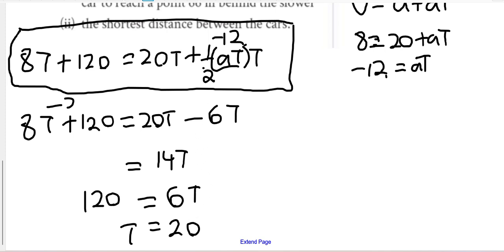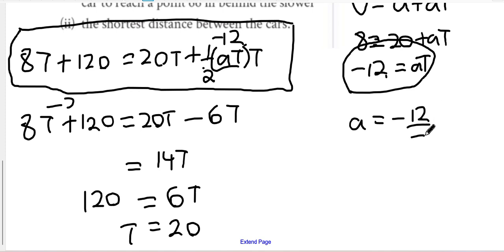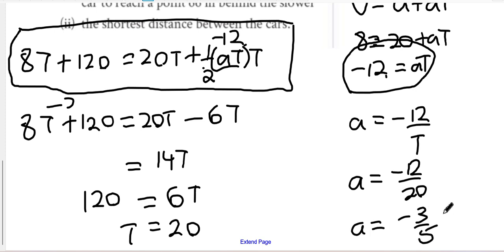Right. So, haven't answered the question. The goal of the question was to find the deceleration. I'm going to use this equation up here. What am I going to do? Acceleration equals minus 12 over 20. Acceleration therefore equals minus 3 over 5, ms squared or ms minus 2, whichever one takes your fancy.